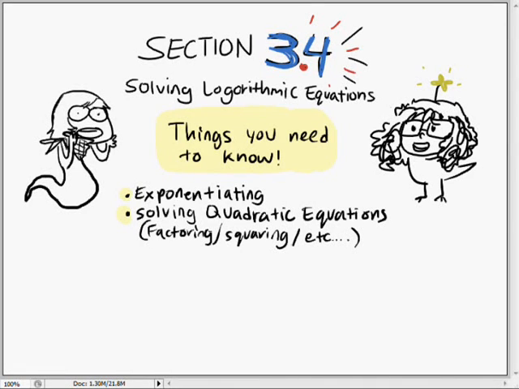This chapter contains how to solve both exponential and logarithmic equations. This video focuses on solving the logarithm equations. These equations are just like any other of the equations we've had before except with logs. Things you need to know are how to exponentiate a log and how to solve quadratic equations.